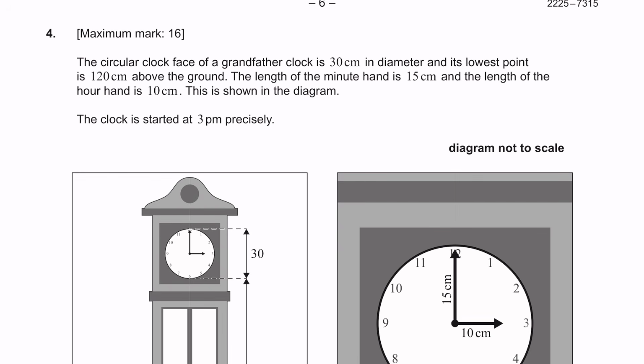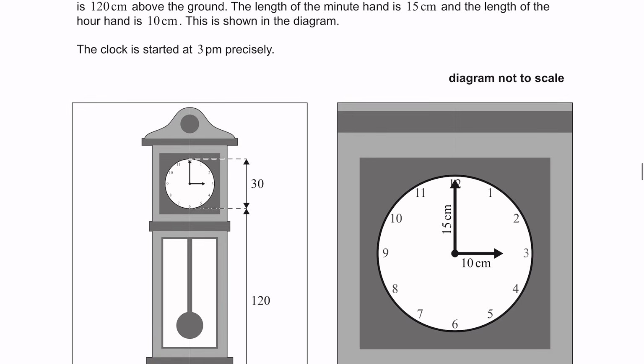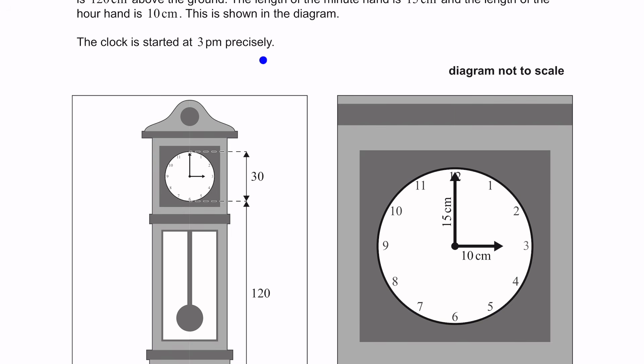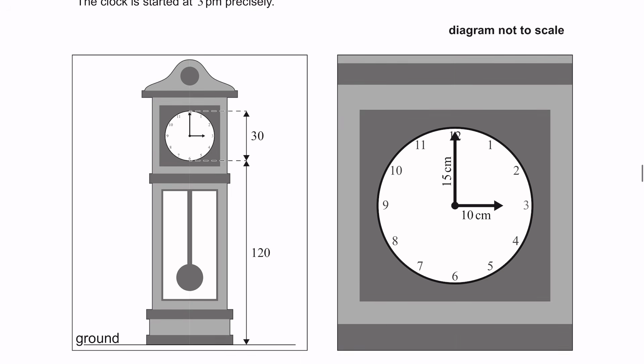Question 4. The circular clock face of a grandfather clock is 30 centimeters in diameter and its lowest point is 120 centimeters above the ground. The length of the minute hand is 15 centimeters and the length of the hour hand is 10 centimeters. This is shown in the diagram. The clock is started at 3 p.m. precisely. And so here we have this grandfather clock. It's 120 centimeters off the ground. That's the start of this, I guess, dial. And then here we have the hands themselves, 15 centimeters for the minute hand and 10 centimeters for the hour hand.